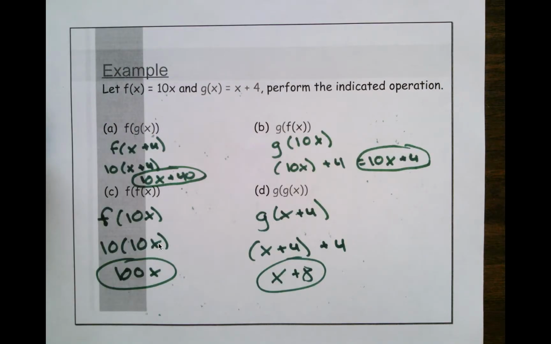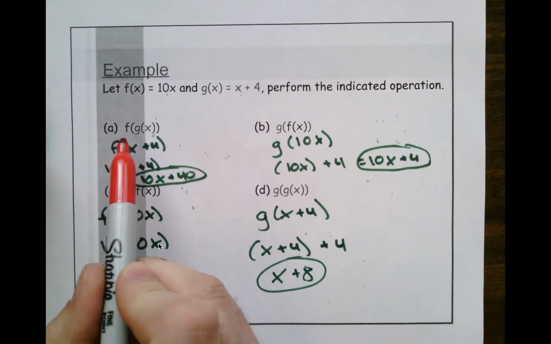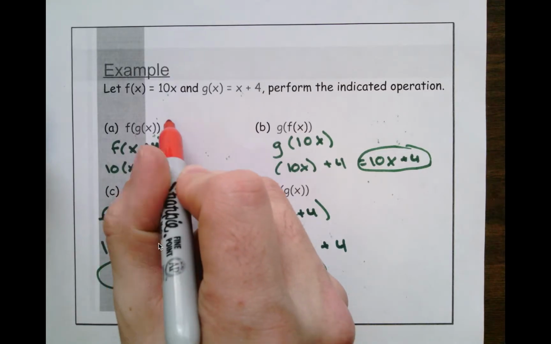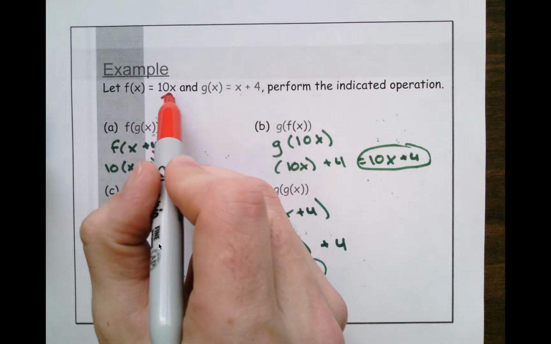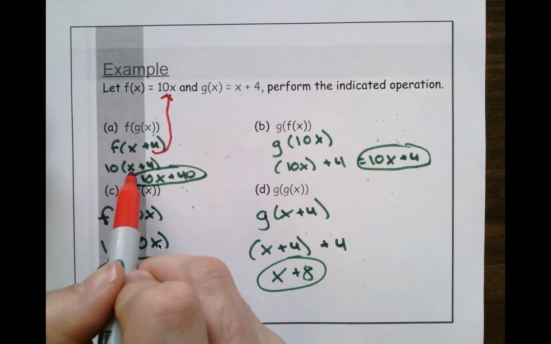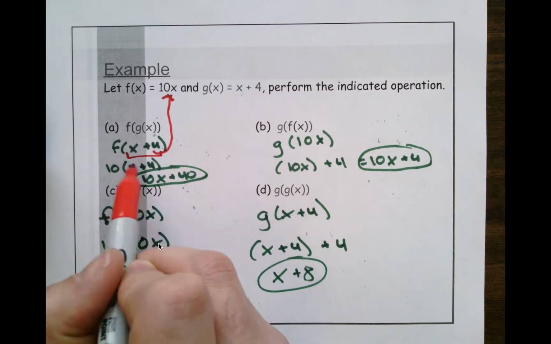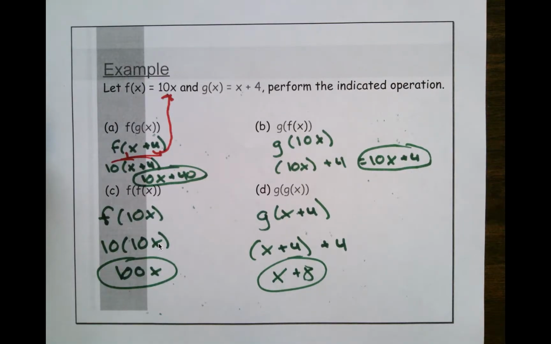Alright, taking a look at these, here are our answers that are circled. F of g of x. G of x is x plus 4, and what we're going to do with that x plus 4 is substitute it in anywhere that we see an x. So we would still write 10, and instead of writing x, we'd write x plus 4, because that's what we're substituting in. And then we just distribute it, which you guys should be comfortable with.